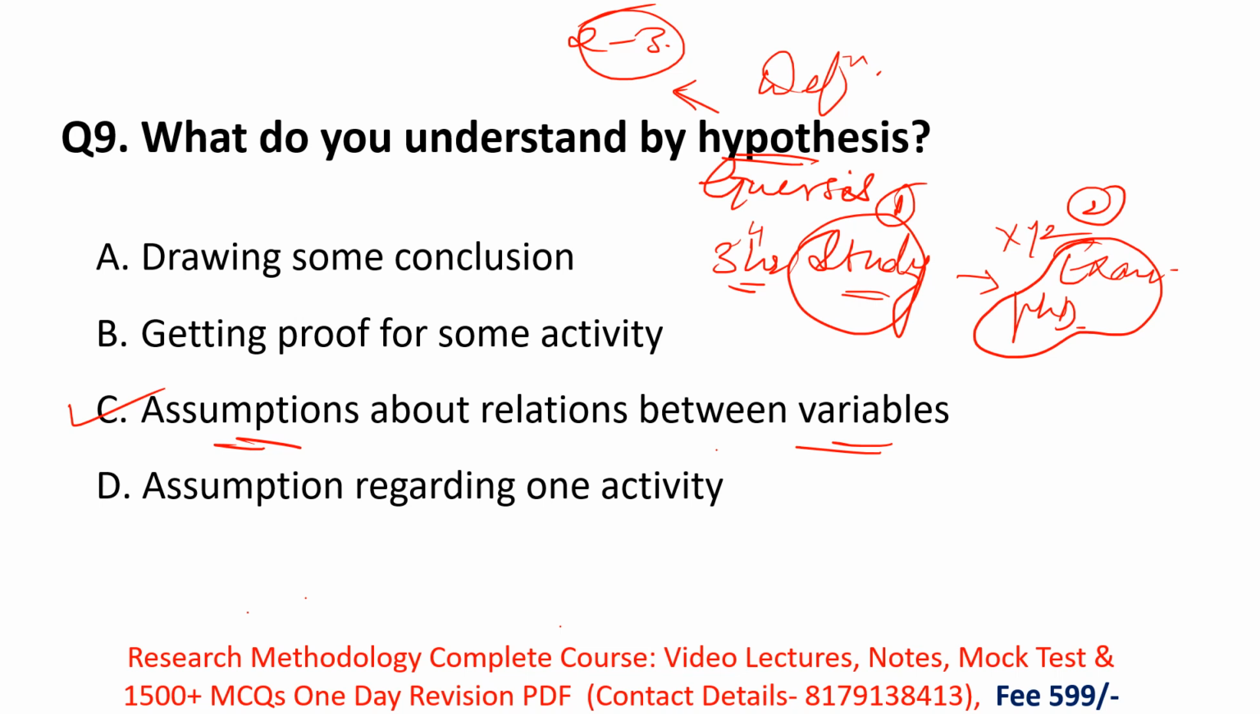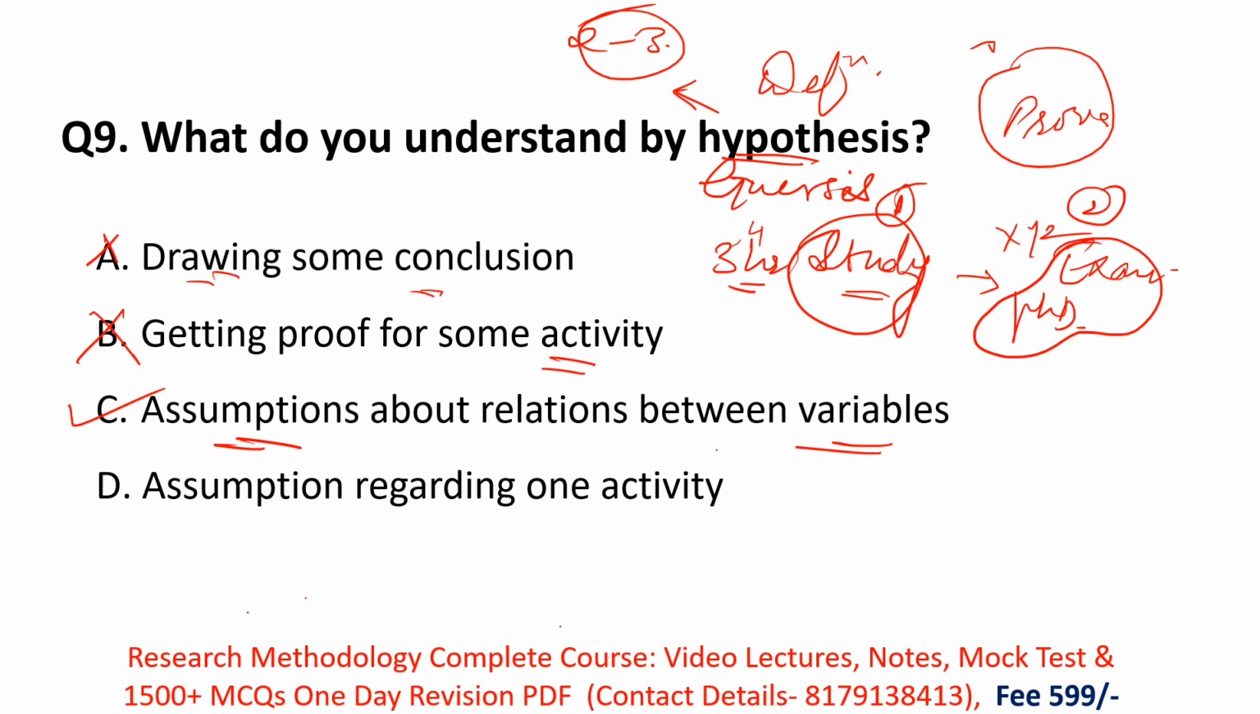Option A is drawing some conclusion. No, you are not concluding something here. You are just assuming, just guessing. So option A is incorrect. Option B, getting proof for some activity. No, you are not getting proof here. You are not proving any theory. You are just guessing. So option B is incorrect.